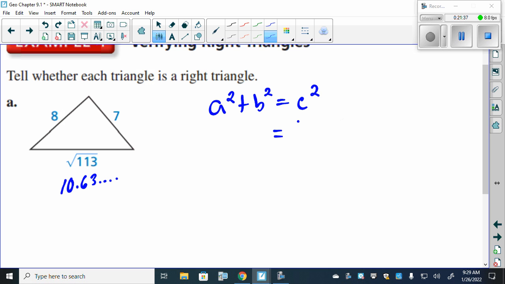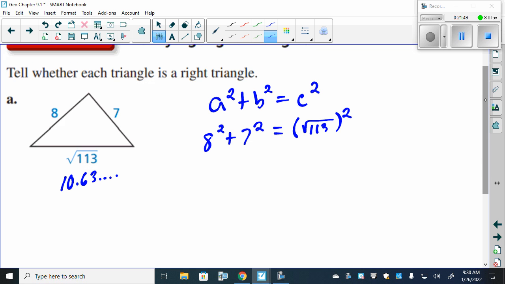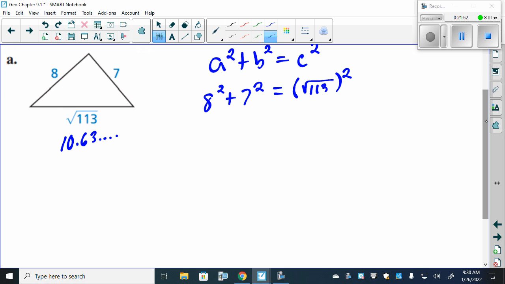Now, as we just said, the square root of 113 is the hypotenuse. It is the biggest side, which means a and b are going to be 8 and 7. So we're wanting to see if these two are equal. At this point, we can type this entire side into the calculator, which gives us 113, because it would be 64 plus 49, which is 113.